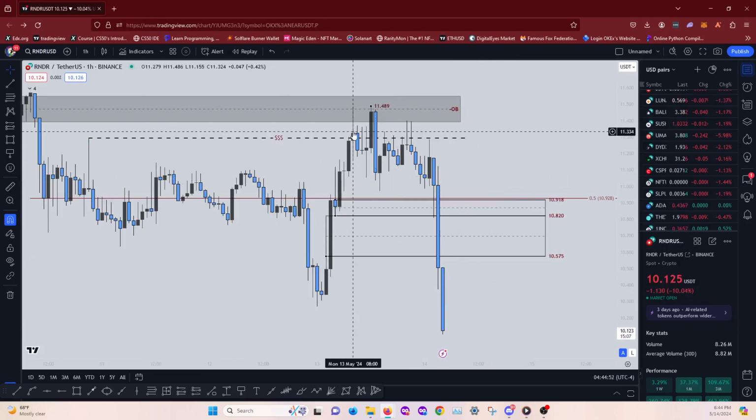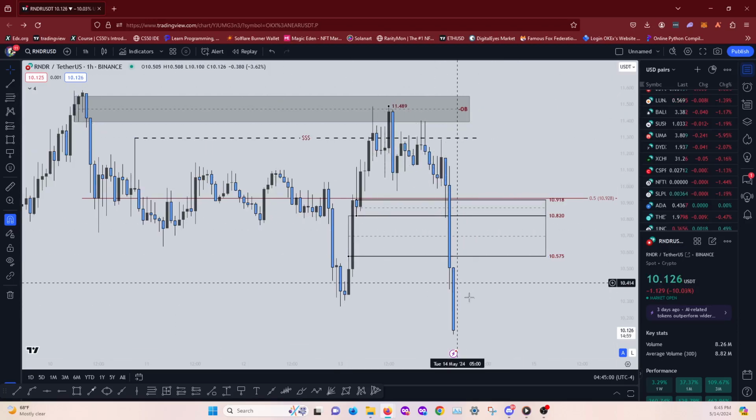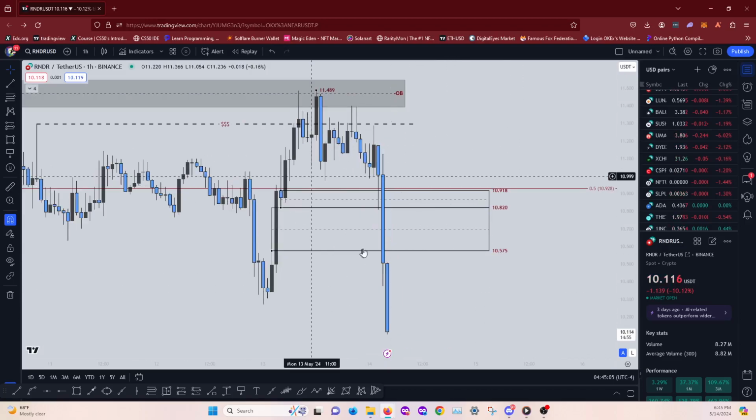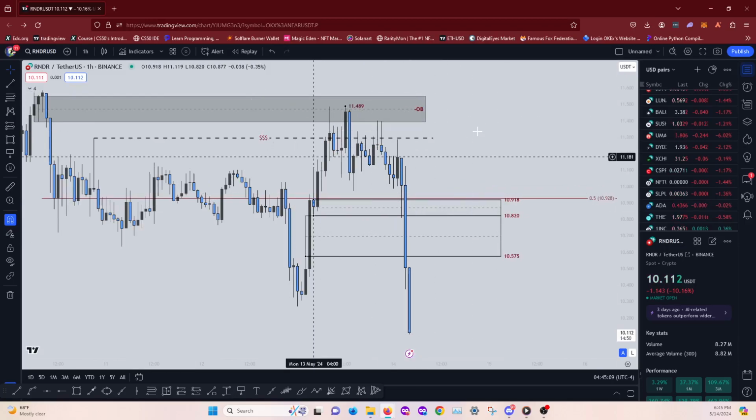You're off your head if you're trying to long this here. This is telling us that price wants to move down. Look at that energetic move. Look at that sell-off. That's not manipulation. That's big boys selling off.